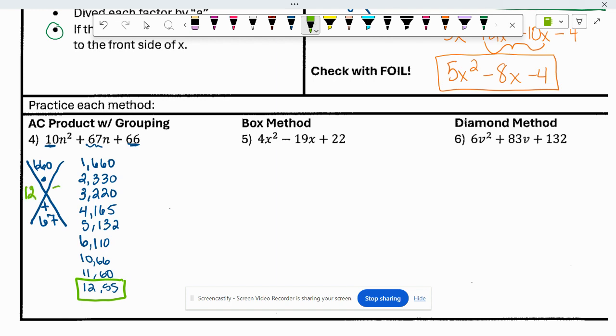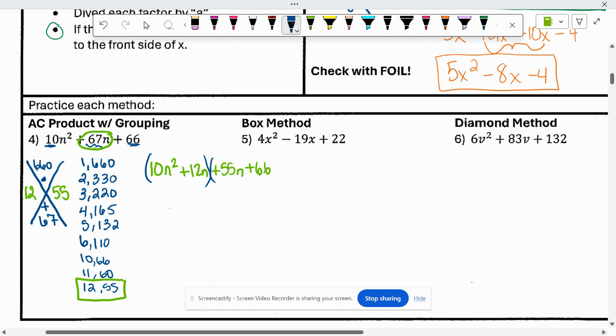Positive 12, positive 55. So remember, when you factor by grouping, you're replacing the B term with your 2 factors. So I have 10n squared plus 12n plus 55n plus 66. These 2 terms, 12n and 55n, add up to 67. I just went from having 3 terms, a trinomial, to having 4 terms. I'm going to factor it by grouping.